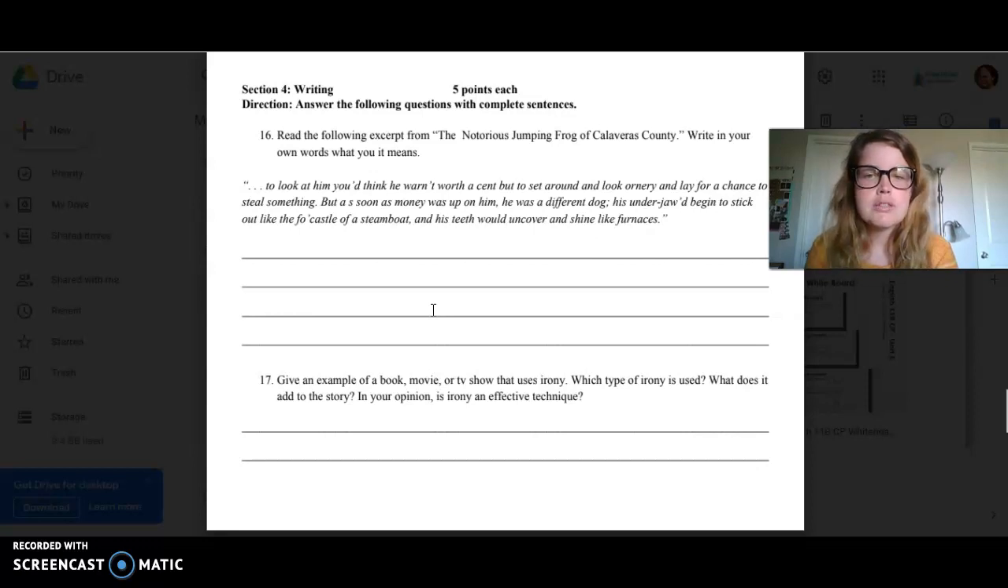But as soon as money was up on him, he was a different dog. His underjaw began to stick out like the forecastle of a steamboat, and his teeth would uncover and shine like furnaces. So you have to write that in your own words. Take it sentence by sentence, word by word, and try to figure it out. If you don't know a word, best thing to do, look it up.